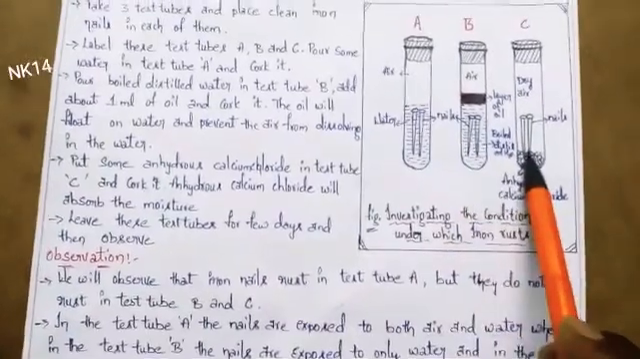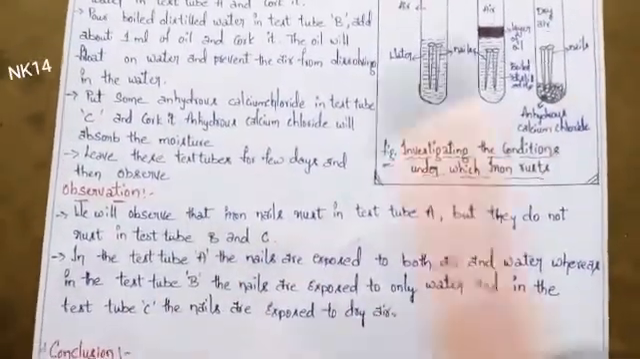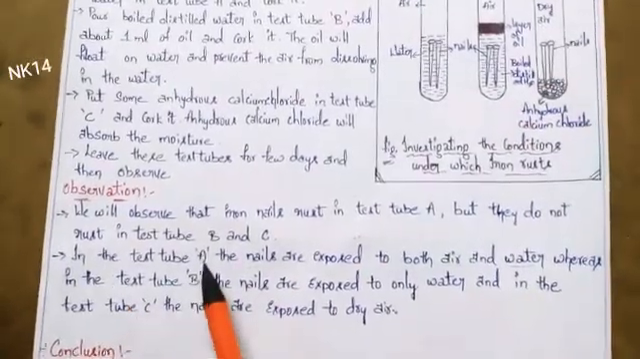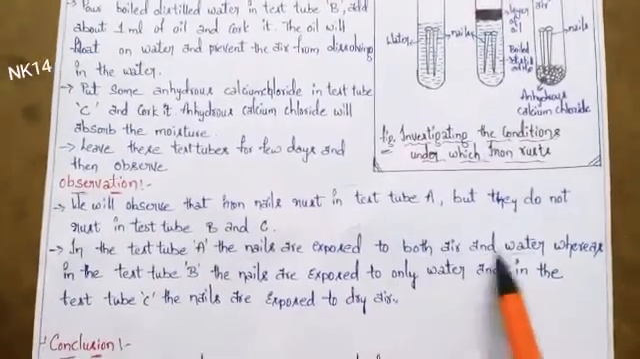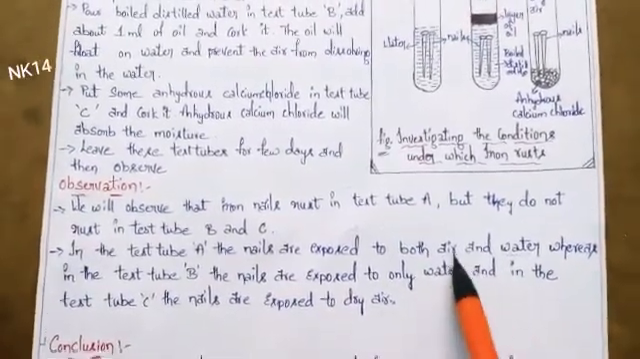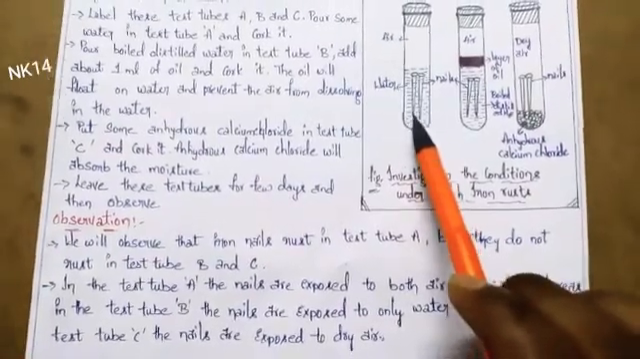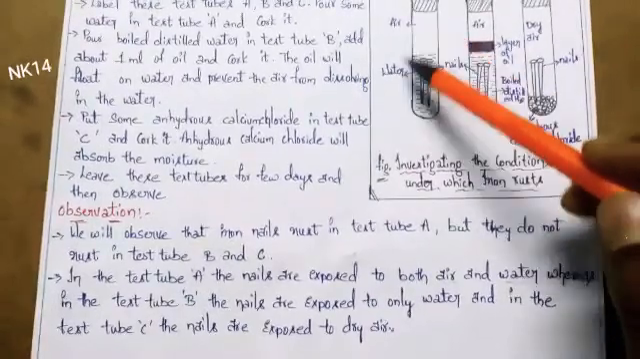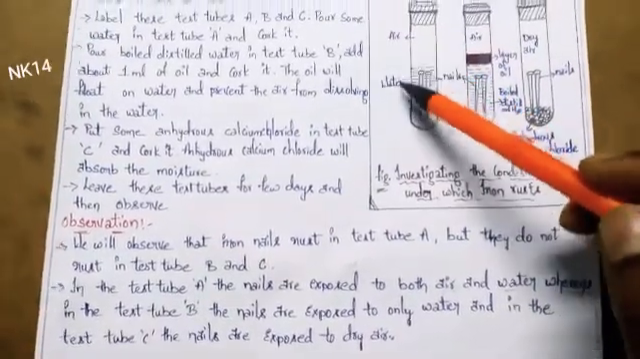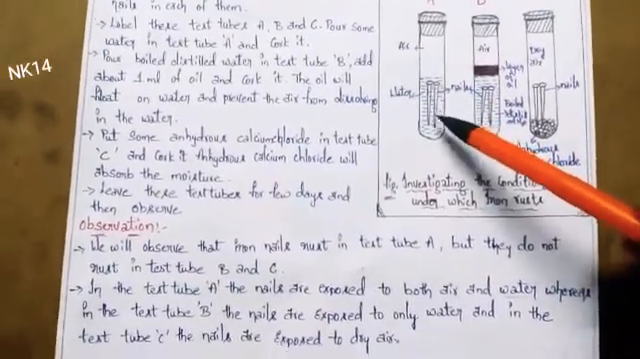In B and C, the iron nails are not at all getting any rust. Next, what is the reason we will see? In test tube A, the nails are exposed to both air and water. So this is the reason, see friends, why in test tube A the nails are getting rust: because the air and water both are mixing and forming moisture. As it is forming moisture, it is leading to produce the rust on the iron nails.